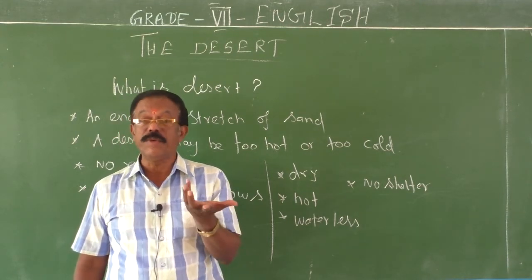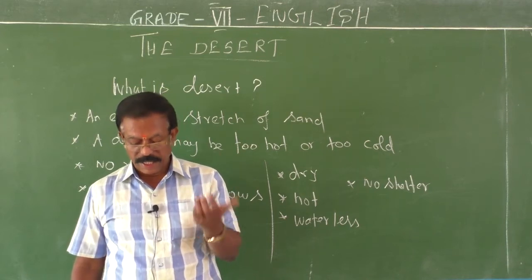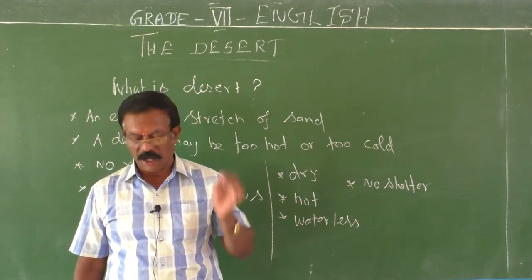So these are all the general features of a desert. But the desert is a beautiful place. It is a home to a variety of people, animals and plants, and they have learned to live in hot and dry conditions.